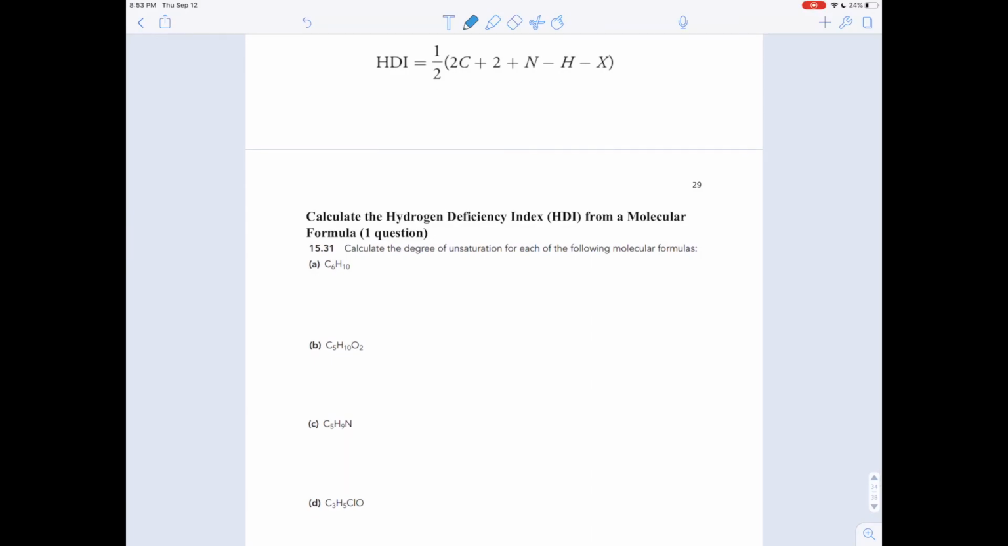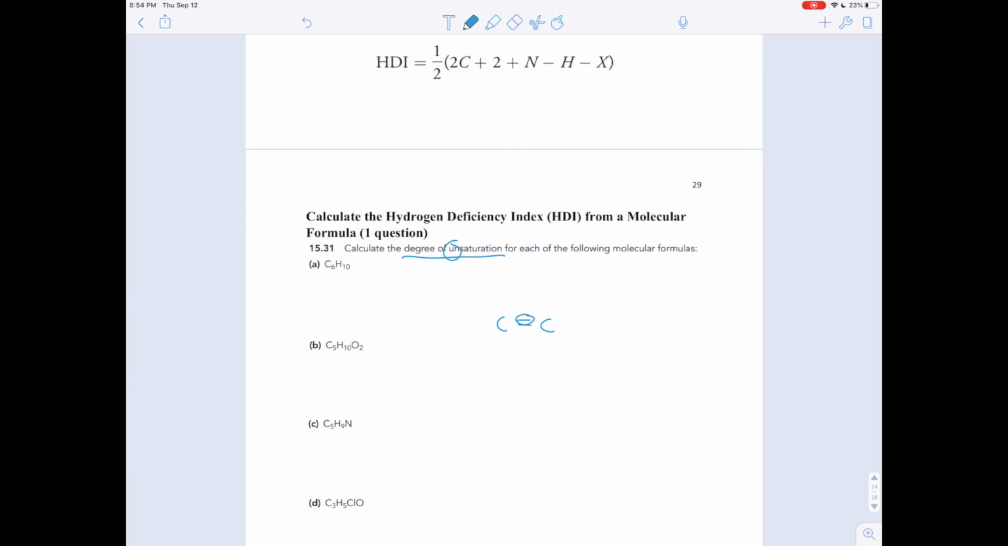Exercise 1531 is asking you to calculate the degree of unsaturation for each of the following molecular formulas. So the saturation here is referring to hydrogens. Something is saturated if it has as much as it possibly could have on it. And molecules, carbon chains, are saturated if they have as many hydrogens as they possibly could have. They're unsaturated if there are places where instead of having hydrogens, you have bonds to other things. For example, you could have double bonds between carbons.